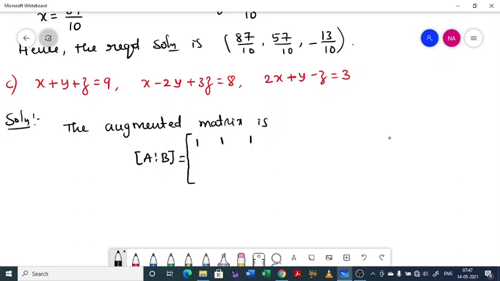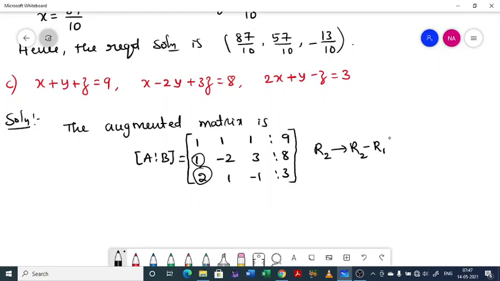1 1 1 colon 9 and 1 minus 2 3 colon 8, 2 1 minus 1 3. Now we have to make these two entries 0, right? So the suitable operations are, so no problem with the second row, it is easy. R2 changes to R2 minus R1 and R3 changes to R3 minus 2R1.